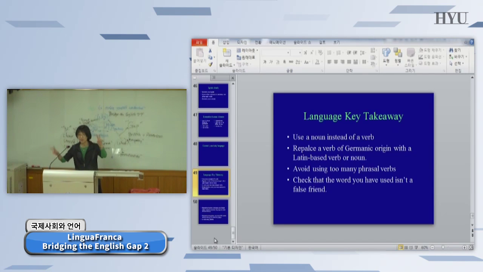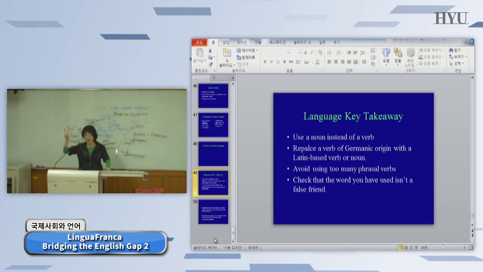And also, the language key takeaway, how to bridge the English gap. This is the conclusion. So use a noun instead of a verb. If you are a native speaker and you are communicating with offshore speakers, replace a verb of Germanic origin with a Latin-based verb or noun. If you are a British speaker and you are communicating with Asian speakers, avoid using too many phrasal verbs.